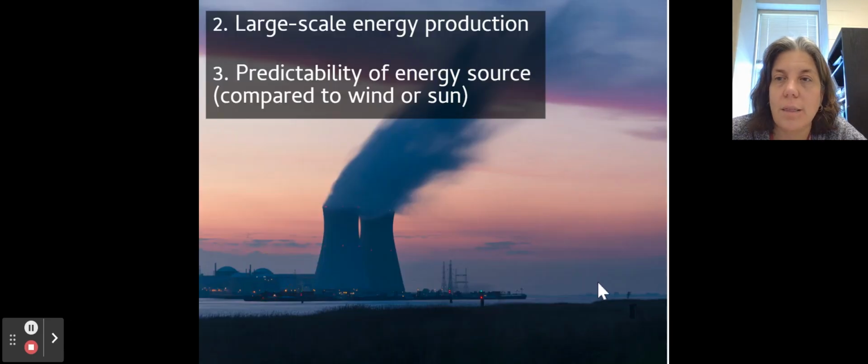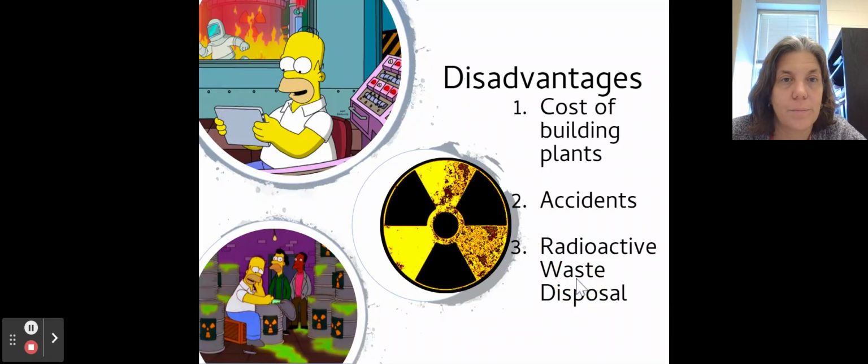Okay, I can produce a lot of energy this way. This is a huge advantage. It's very predictable. It's much more predictable than wind or sun. I know exactly how to do it. I just need a very small amount of uranium and I can produce a lot of energy.